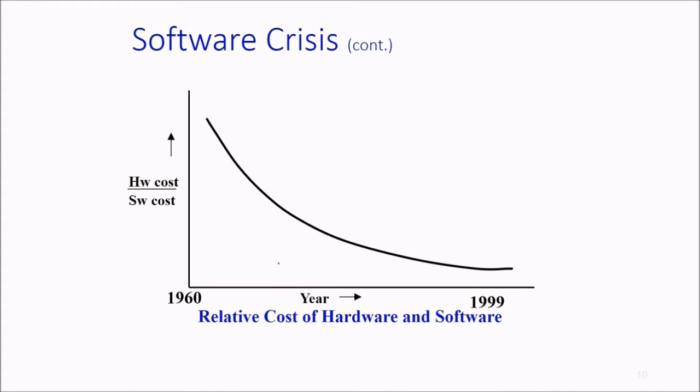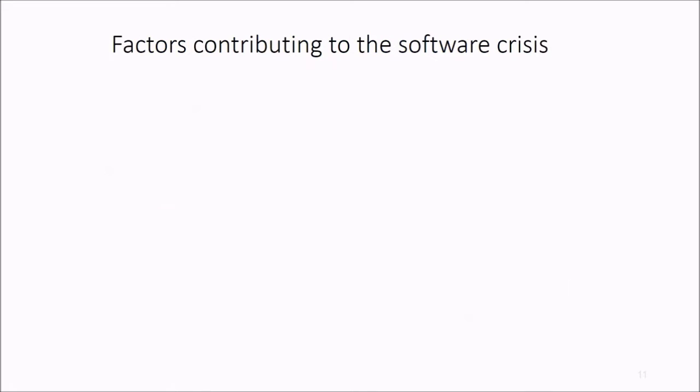This is a chart or a graph. These are hardware and software costs. You can very well witness that in 1960 it was in this range, and with the years it has gone down. It has reached somewhere here. This is because of software engineering.